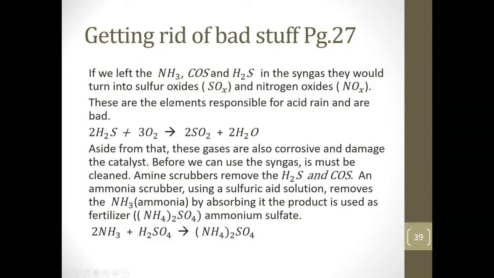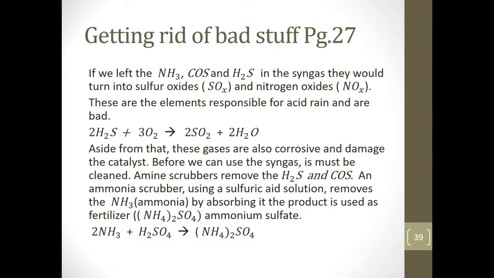Well, if we left the ammonia and the H2S and that carbonyl sulfide in the syngas, they would turn into something even nastier called sulfur oxides and nitrogen oxides. These are things that are responsible for acid rain, which was the environmental issue of the 80s and 90s, but thankfully we've moved on from that. Chemical formula showing H2S and oxygen forming sulfur dioxide and water here. Don't get too hung up on that.